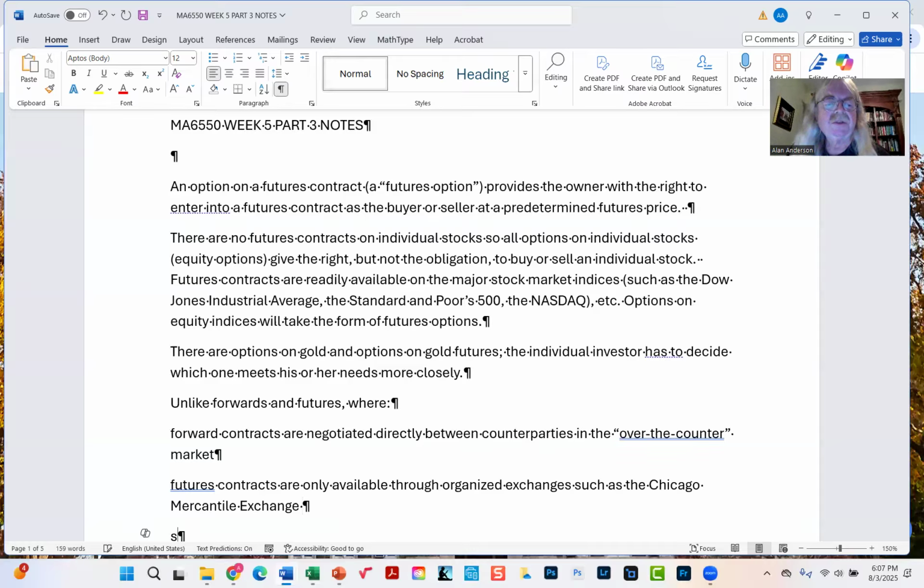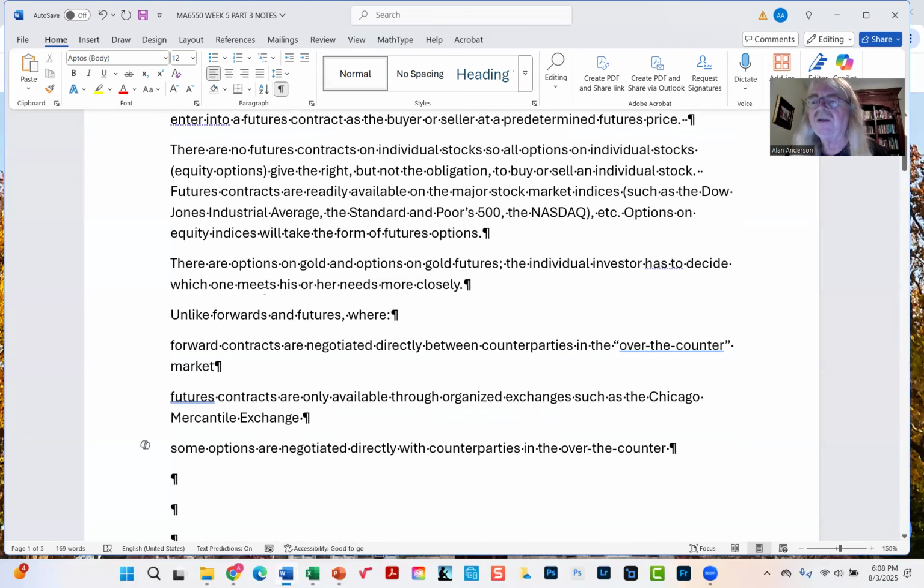So some options are negotiated directly with counterparties in the over-the-counter market, which is often abbreviated OTC, by the way. If you've ever seen those letters, that's what it refers to. And some are available through organized exchanges. So in other words, it can go either way.